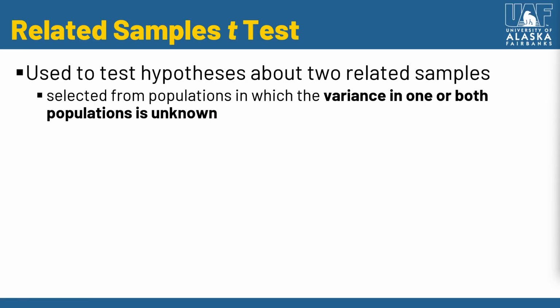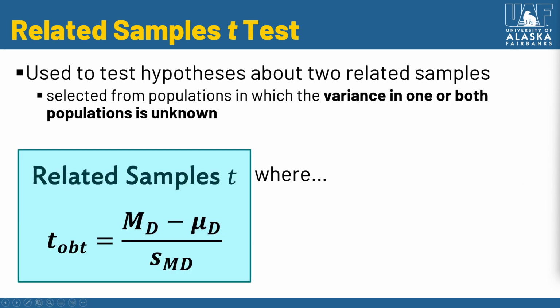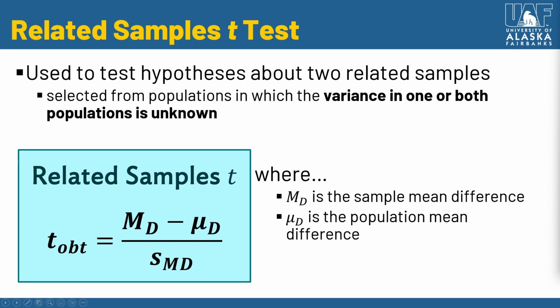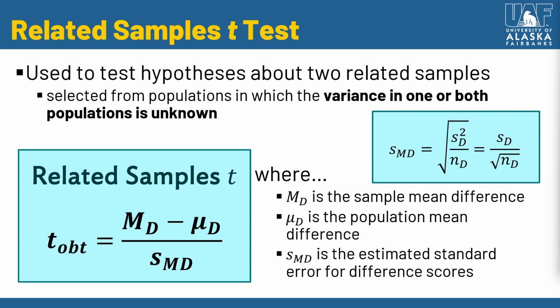Yeah, and as intuitively stated, testing hypotheses about two related samples, variance in one or both is unknown. So here's our formula. This one's a little less frightening, I think, than the previous one. To give you some notation here, M sub D is the sample mean difference. Mu sub D is the population mean difference. And S sub MD is the estimated standard error for difference scores.